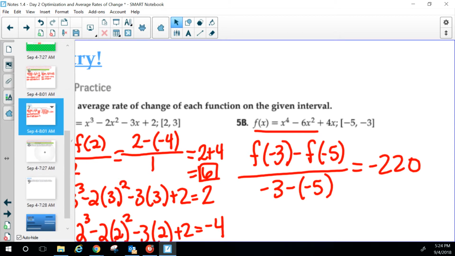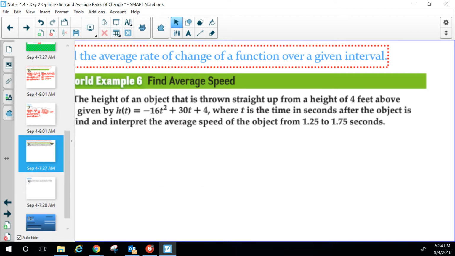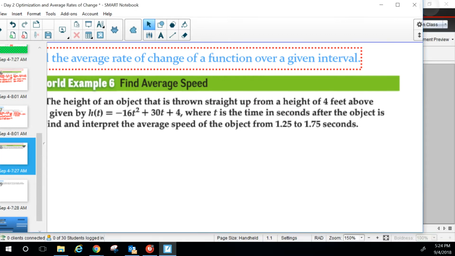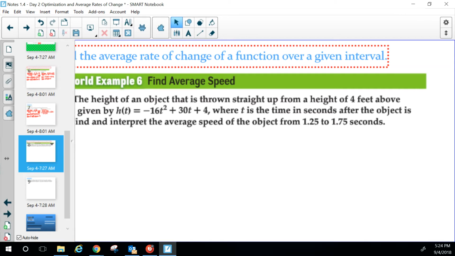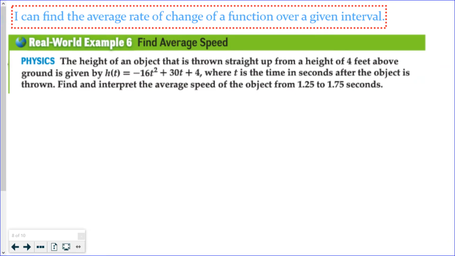All right, if you're in Pre-AP, you do not have to look any further. If you are not in Pre-AP, you don't have to watch any further, but if you are, we're going to keep going. If you are an academic and you want to keep watching, it's not going to hurt you, like I said on the last one. We just have some word problems here.